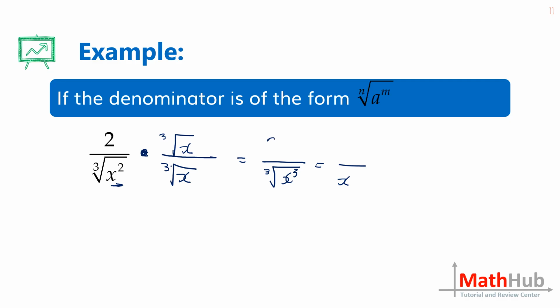So therefore, we have 2 cube root of x. Oops. 2 cube root of x. Then the denominator is already x. So 2 cube root of x over x. Clear?